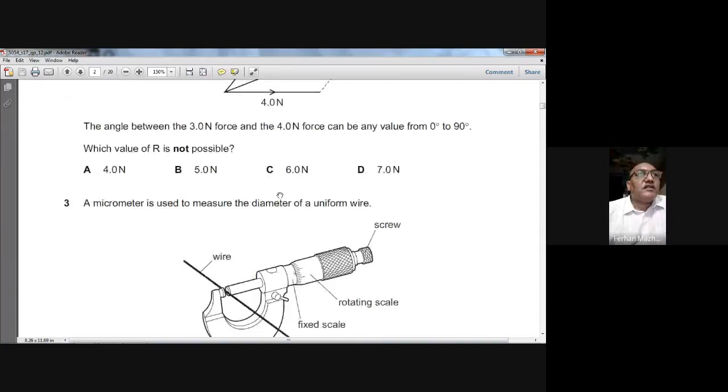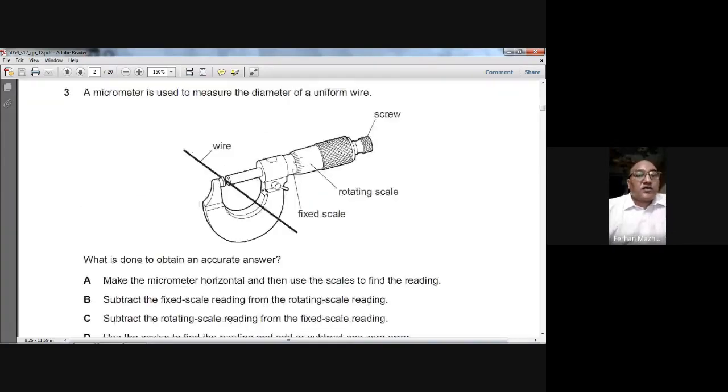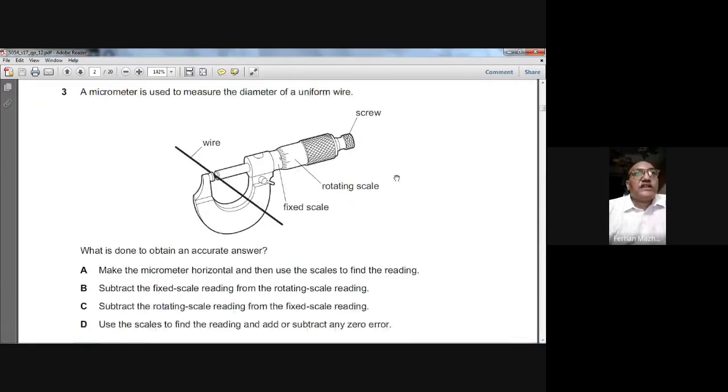Okay, we reduce the size. Question 3. A micrometer is used to measure the diameter of a uniform wire. What is done to obtain an accurate answer? Make the micrometer horizontal and then use the scales to find the reading. No. Subtract the fixed scale reading from the rotating scale reading. No. Subtract the rotating scale reading from the fixed scale reading. No. Use the scales to find the reading and add or subtract any zero error. Yes, sir. D is the choice. That's a sensible statement given there.